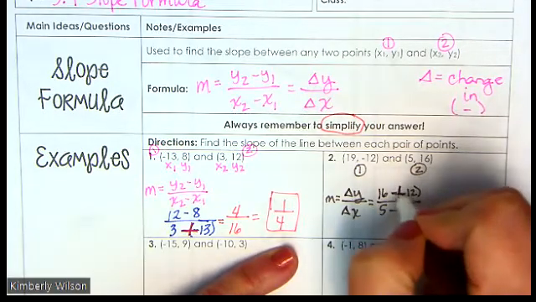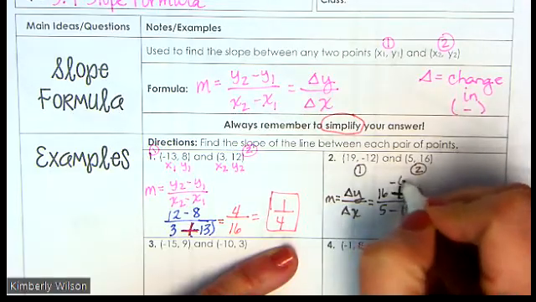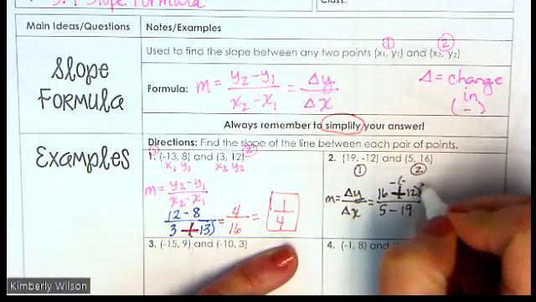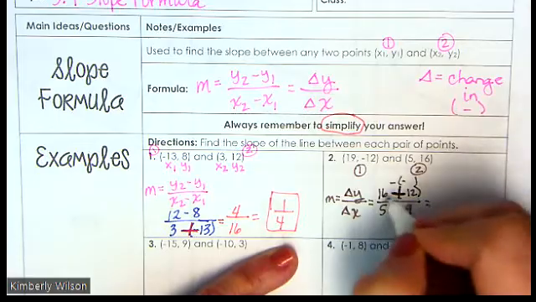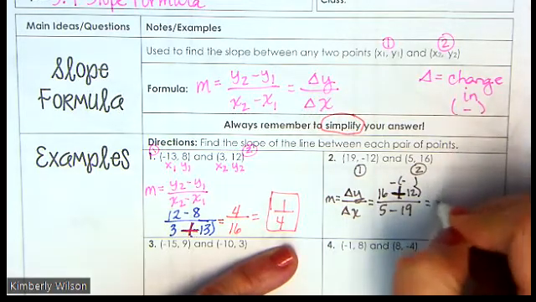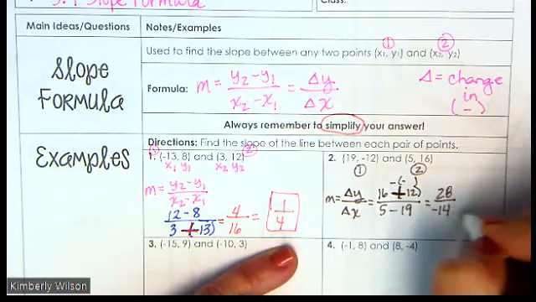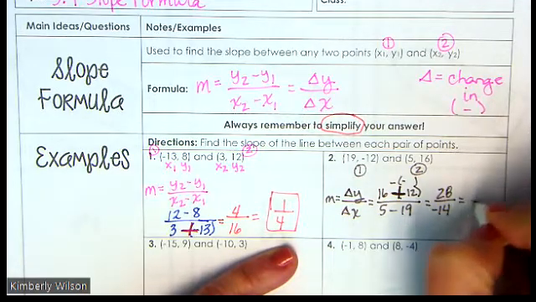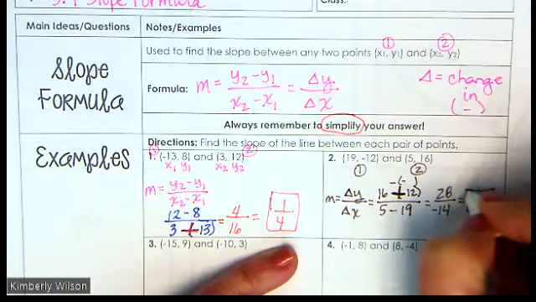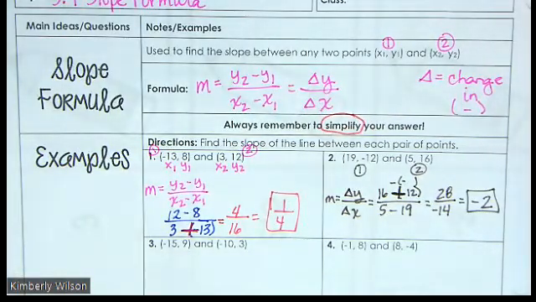Gotta remember this becomes a big plus because it's a double negative, which gives me 16 plus 12, which is 28 over negative 14, which is going to give me negative 2 as my slope. Okay, remember, if you've got questions or I move too fast, pause it and come back to it.